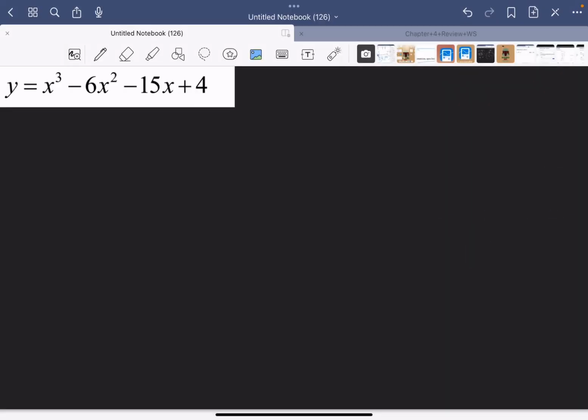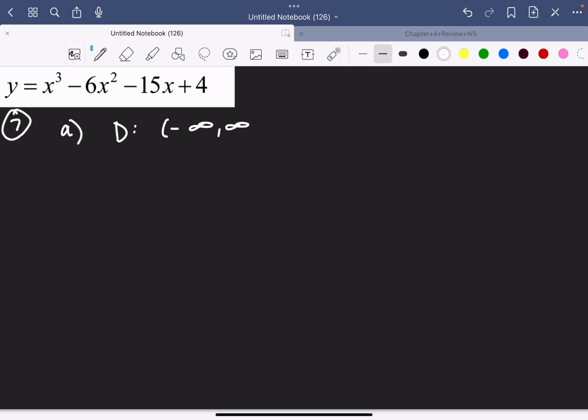Okay, let us record some more problems. So now we're looking at number 7. It says to take this function and find out everything we can and then graph it. Well, the domain of this thing is from negative infinity to infinity because it's a polynomial.